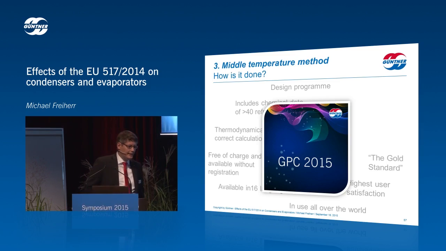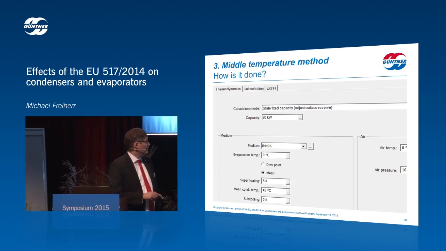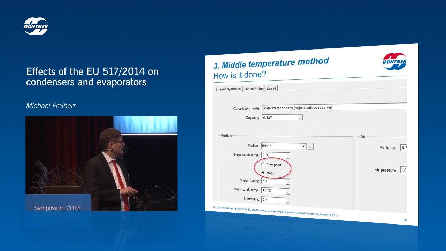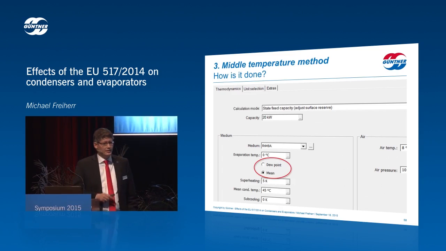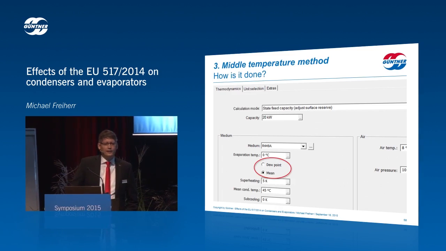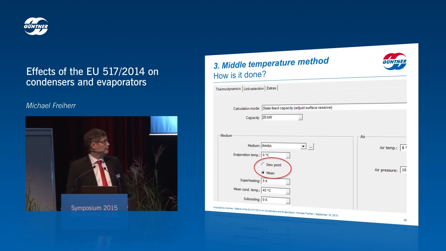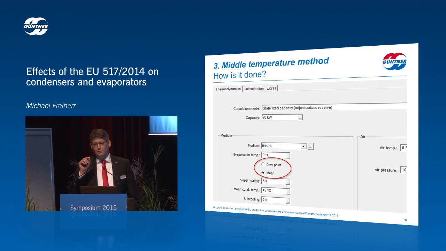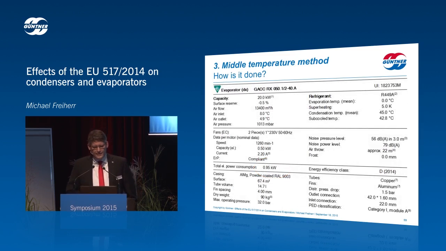The GPC will have an update next week, and after the update you can enter not only dew point but also mean temperature. So starting next week, if you want to design a condenser or evaporator of the Güntner product range, you can either enter dew point or the mean temperature, and the software just recalculates. You enter your data, and the software will do all the rest.